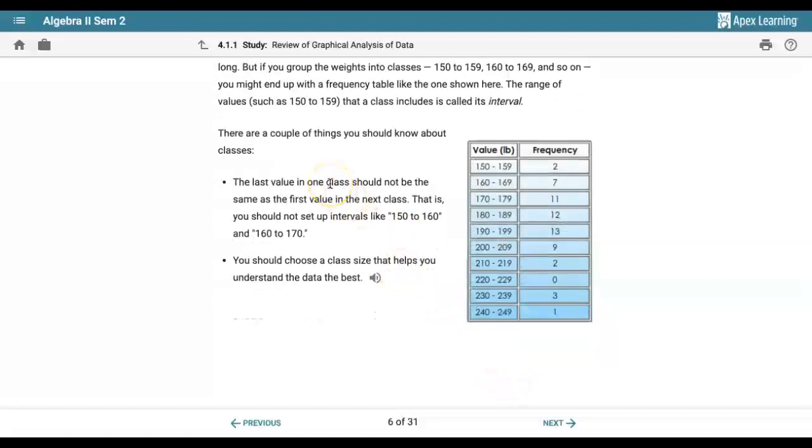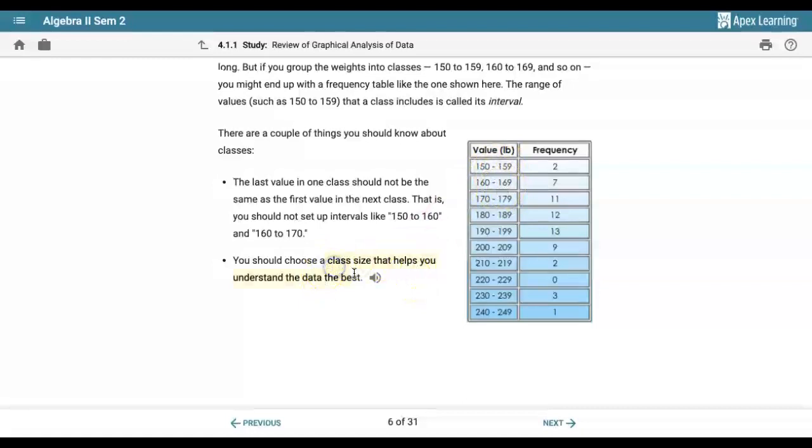We can make a couple points about the classes here. The last value in one class should not be the same as the first value in the next class. What that means is we shouldn't set up intervals like 150 to 160 and 160 to 170. The reason being, it can't be in two of the categories. It has to be in just one of those. So we want to set it up so that 159 is the end of one class, and we go to 160 to 169.